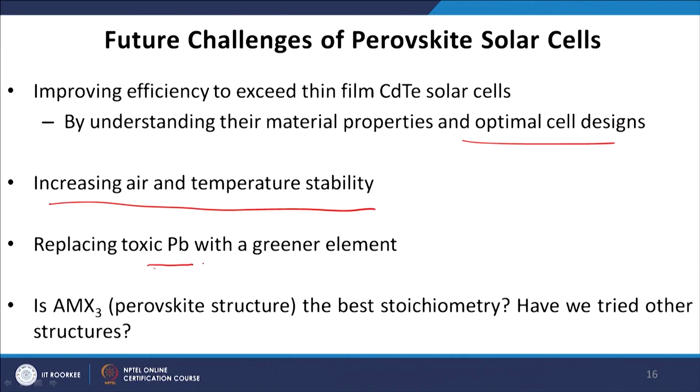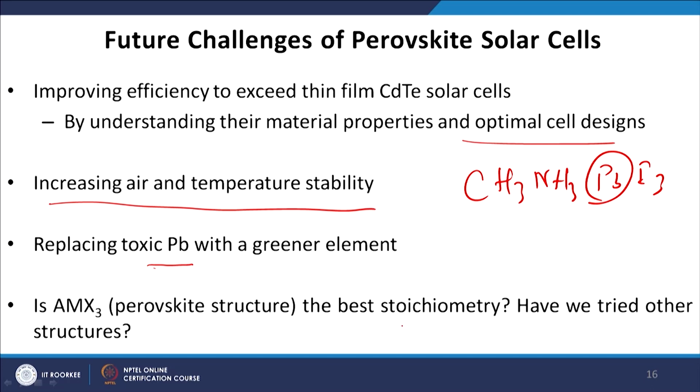Replacing the toxic lead with a greener element. Now, we said that when you have this perovskite material CH3NH3 lead iodide, we have lead in this material, but lead is toxic. Although we use lead in the battery, there is still a possibility of environmental leaching. So, we do not want lead in the systems. That is why a lot of research interest is ongoing to replace the lead with non-lead material, for example, bismuth or silicon. These are called lead free perovskites.